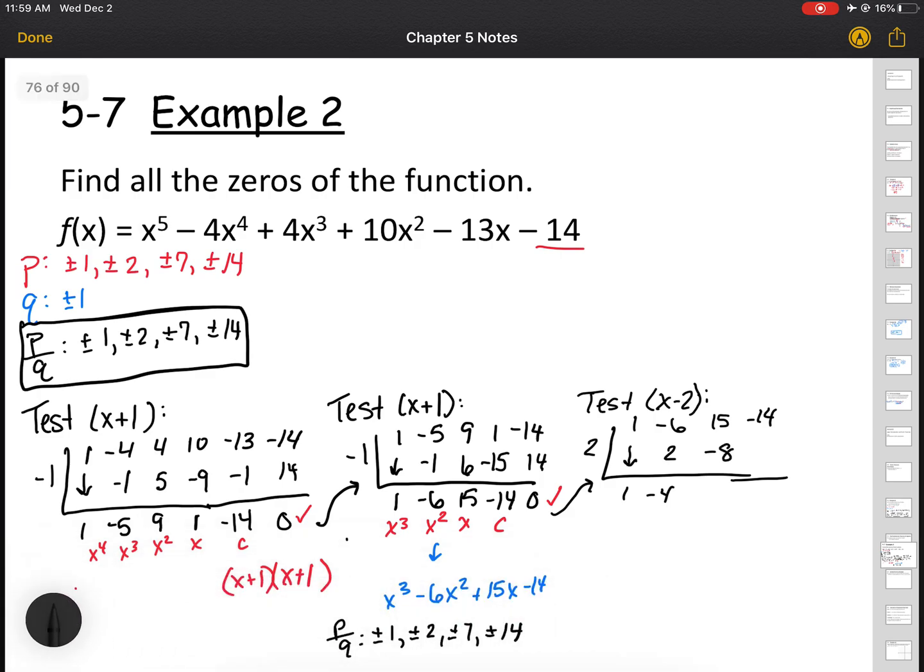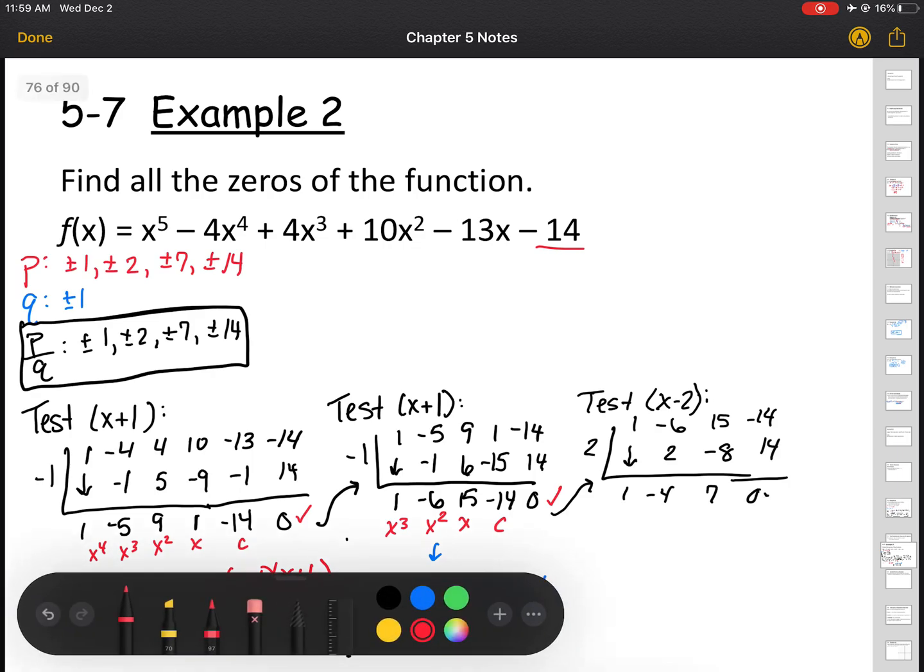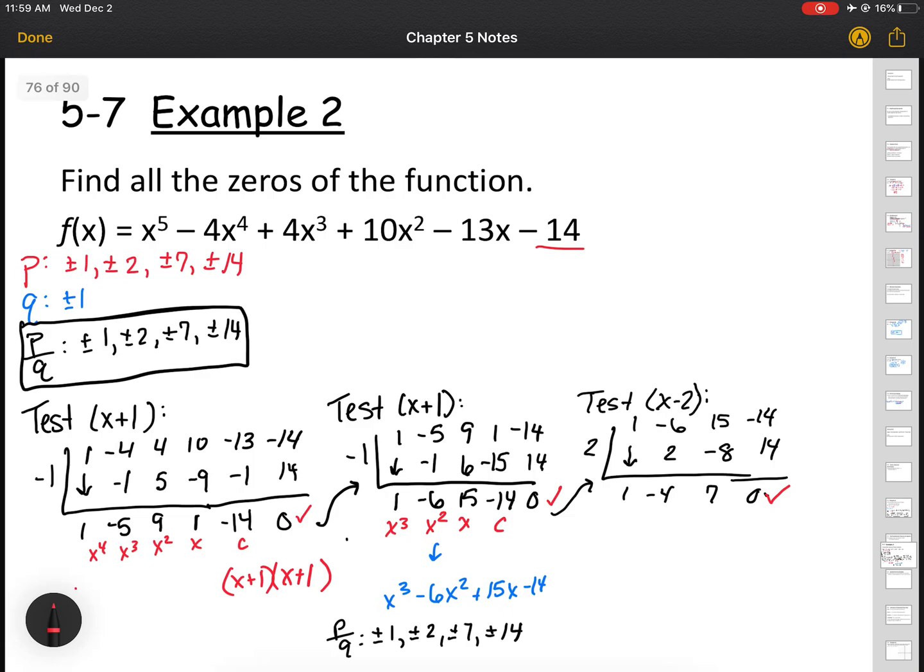Here's negative 8, and 15 minus 8 is 7. 7 times 2 is 14, and here we go, 0. So again, that's good. That tells me x minus 2 is now a factor. Okay, and here's what I got left: my constant, my x, and my x squared term.